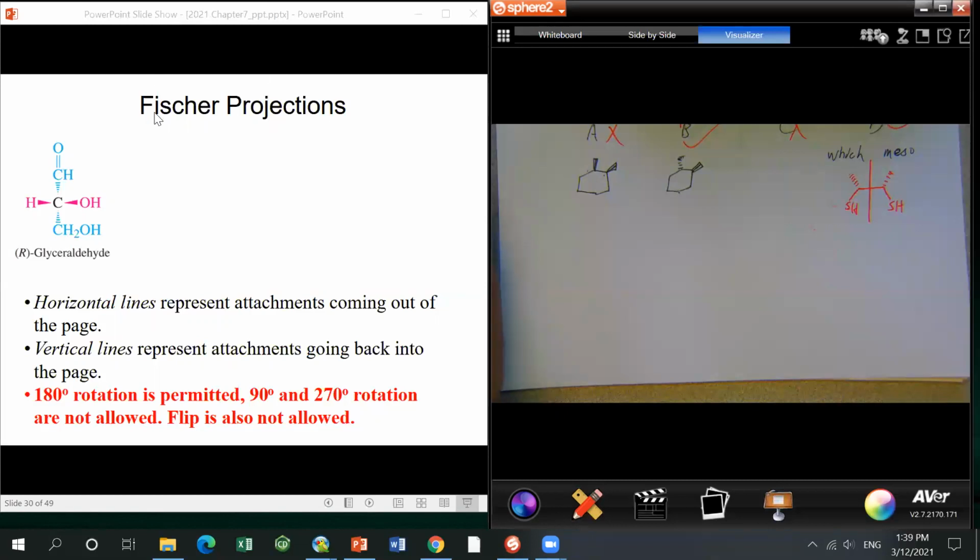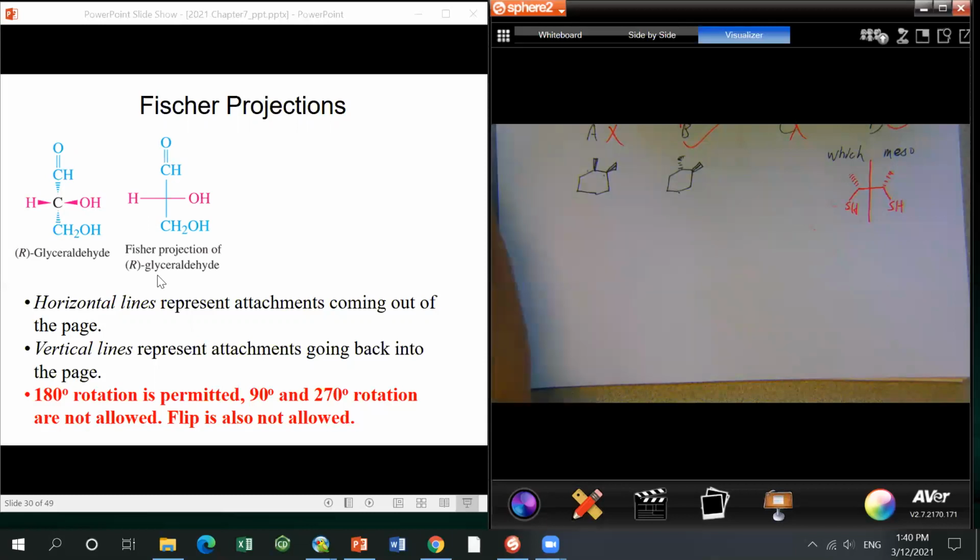To draw the Fischer projection, we convert the wedge-dash structure into it. The first thing you need to do is reorient, rearrange the molecule, so that the wedge bonds are in the horizontal direction and the dash bonds are in the vertical direction. Then you just convert all the bonds into straight lines. That's the Fischer projection. Pretty easy.